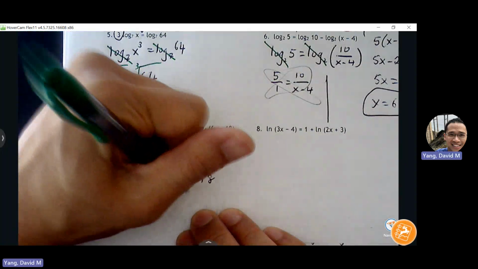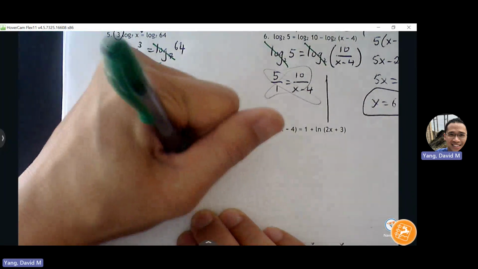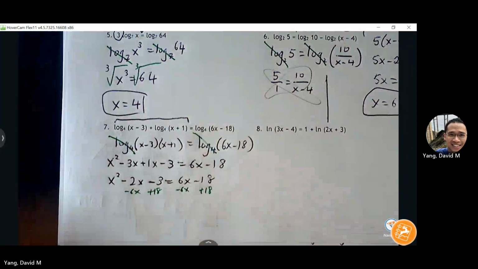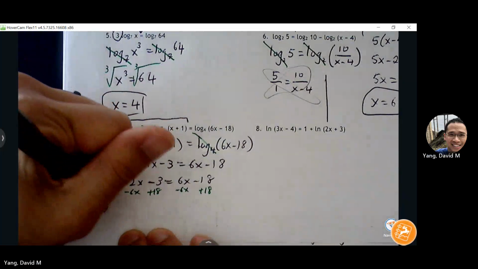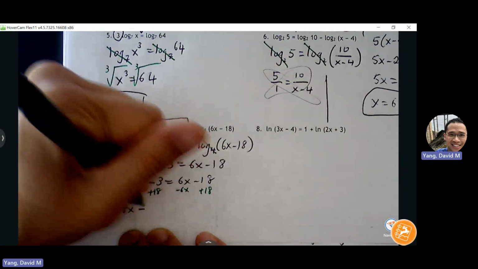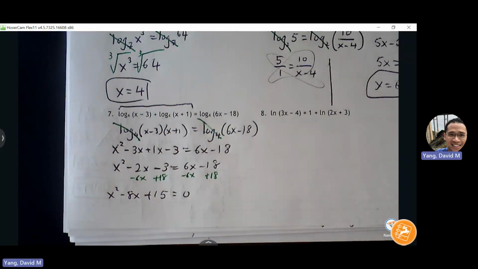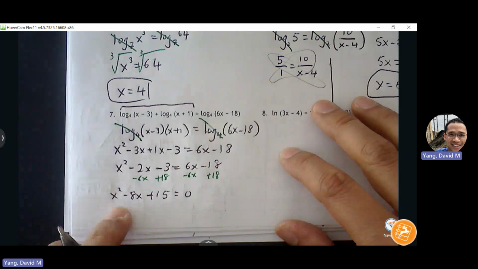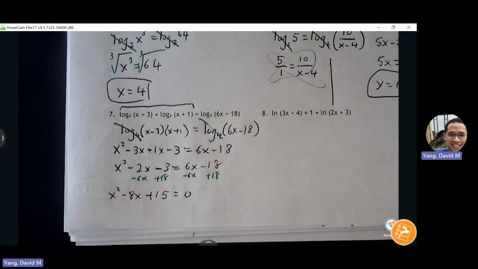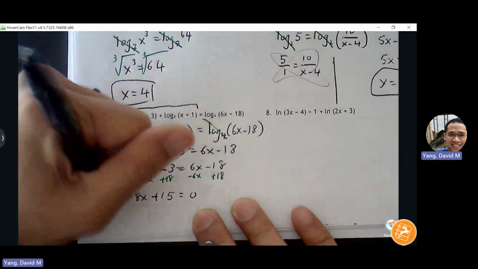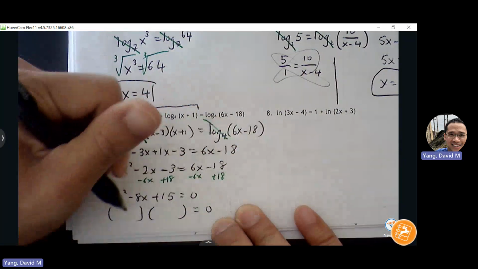I'll subtract 6x to the left. I'll add 18 to the left. We want the x squared to be positive though. Everything else I don't really care about, but if I'm trying to set up a factoring problem, I want to pick the side where my x squared can be positive. If I don't see a positive x squared, I can always distribute everything through with a negative to force that x squared positive. Okay, so now factor: multiplies to be 15, adds to be -8.